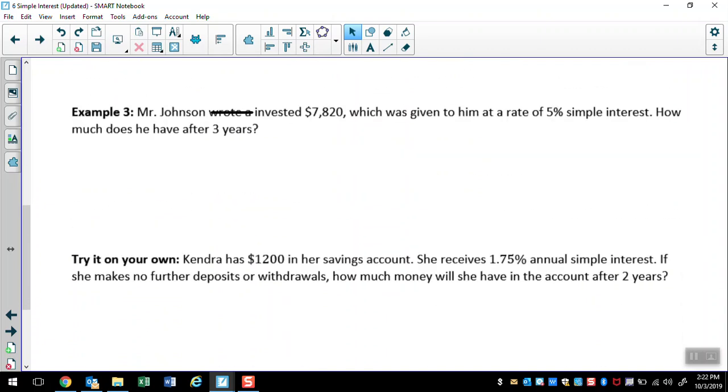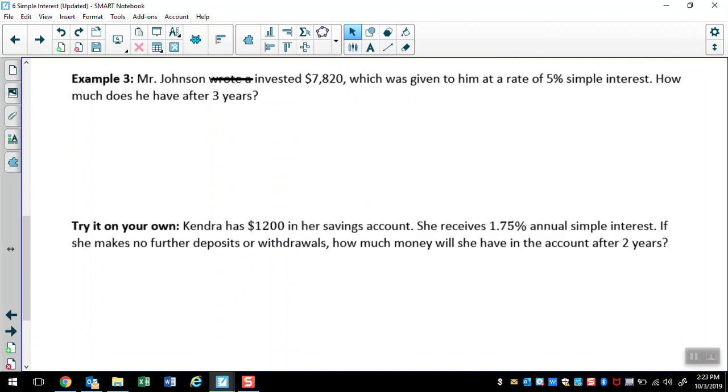All right, let's take a look at example 3. Mr. Johnson, and there's an extra piece here, just cross that off. Mr. Johnson invested $7,820, which was given to him at a rate of 5% simple interest. How much does he have after 3 years? All right, so again, I'm going to set it up, and let's see what information we have.